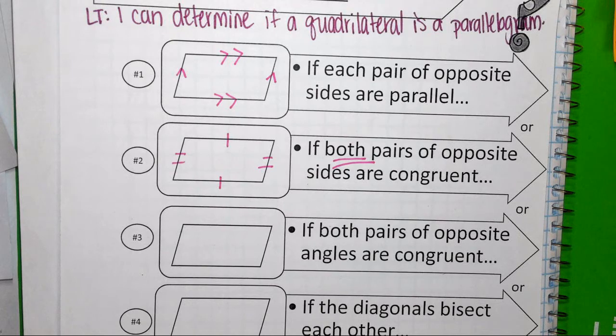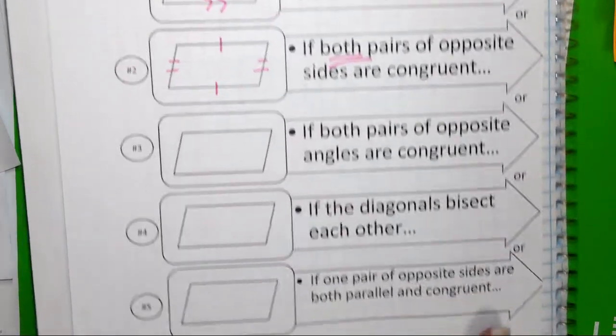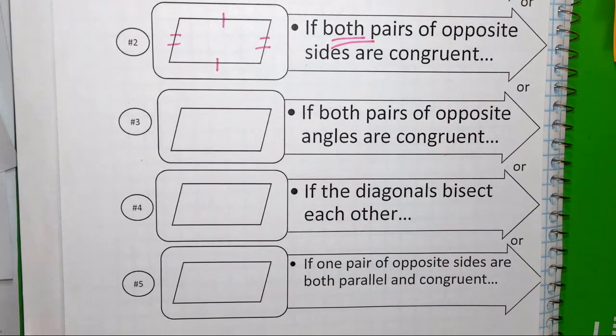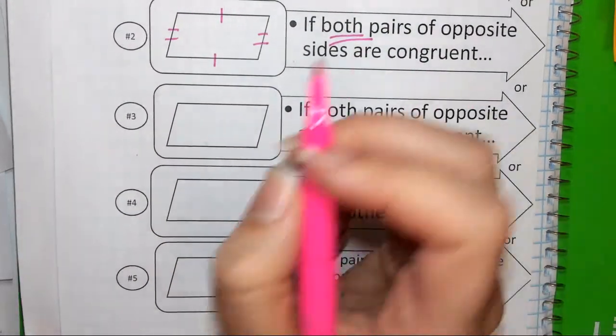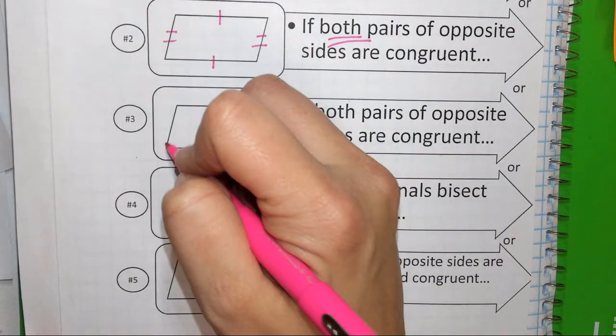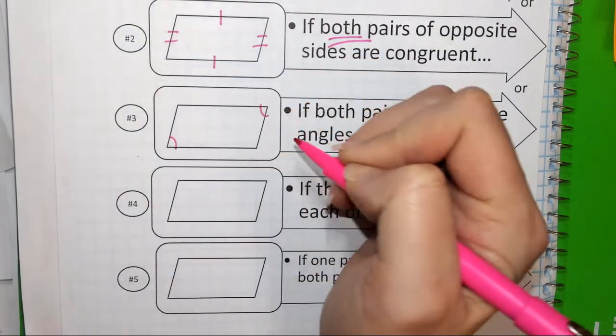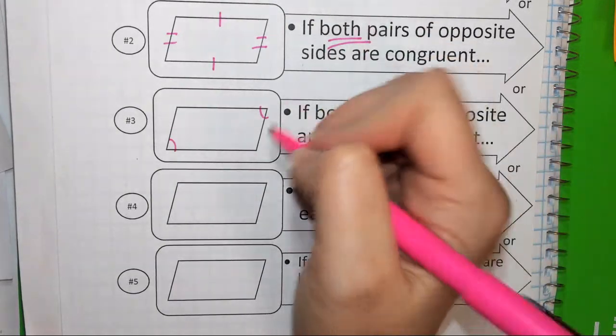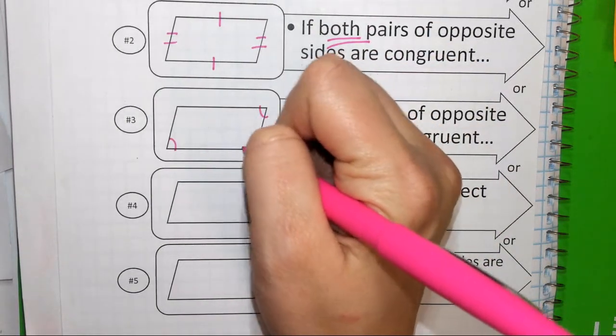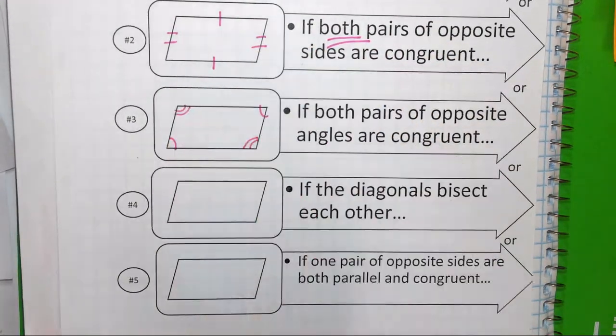Number 3, both pairs of opposite angles are congruent. What do we use to mark the angles are congruent? Rainbows. And which ones are opposite? Bottom left and top right. Good. And what's another one? Bottom right and top right. Yep. So 2 rainbows. Good.